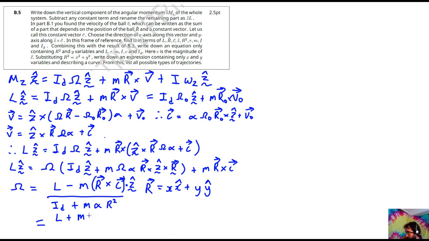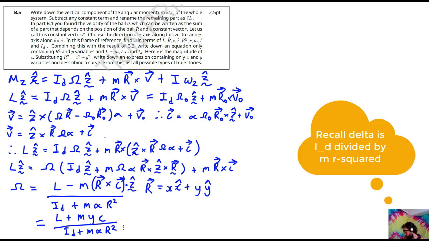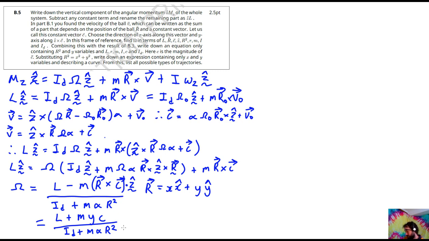Alright, so I have the y component of R left over, then I'm just going to call C, without the vector symbol, the magnitude of C, and that's all going to be in the Z direction. They prefer it if I use the symbol delta rather than ID in this case, so what I can do is divide everything by M and also factor in an R squared, so that'll look like L over M plus YC delta. I need this R squared term.